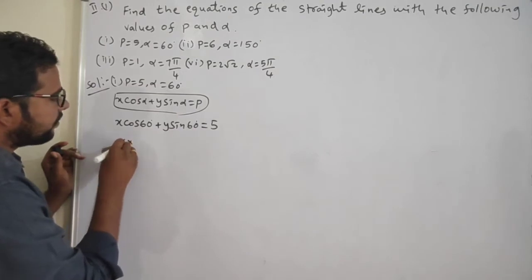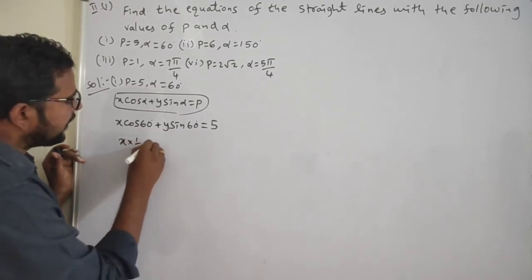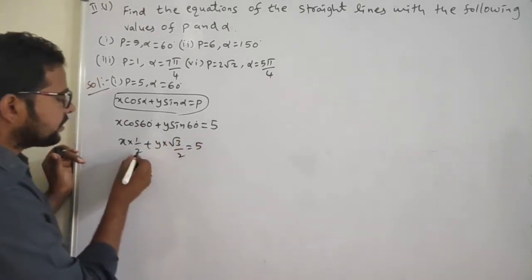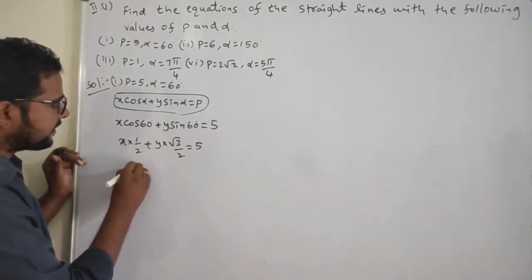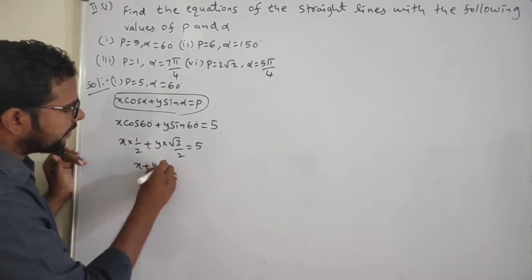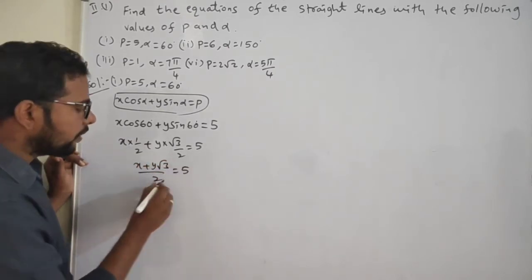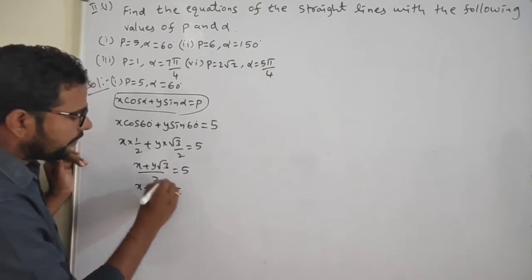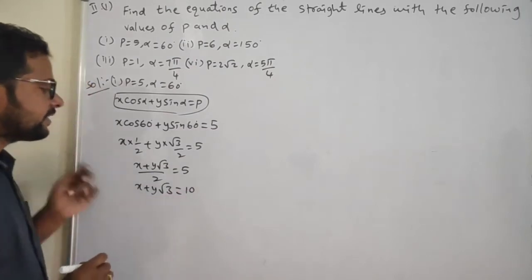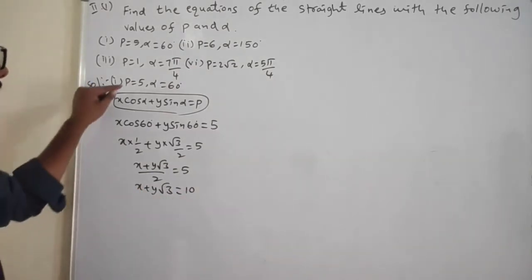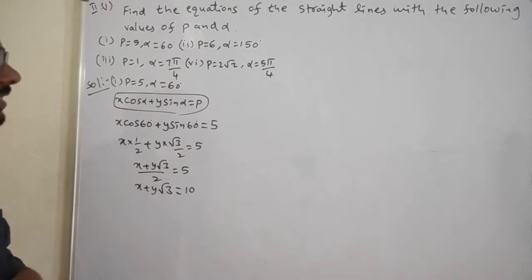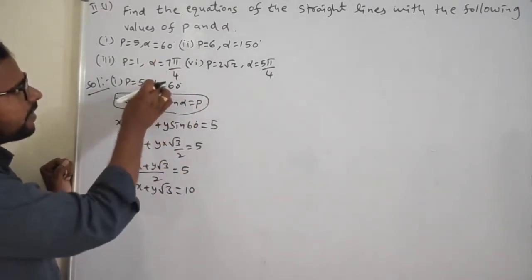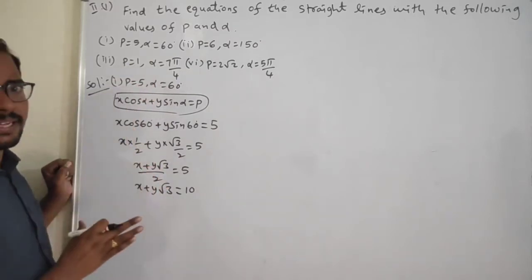What is the cos 60 value? Cos 60 is 1 by 2, and sin 60 is root 3 by 2. So x by 2 plus y root 3 by 2 is equal to 5. The LCM is 2, so x plus y root 3 is equal to 5 twos are 10. This is the required equation of the line with p equal to 5, alpha equal to 60. P is the distance from the origin to the line and alpha is the angle, so when p and alpha are given, we apply the normal form.